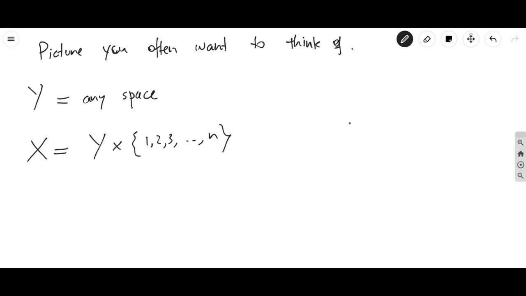If you find that confusing, this is like the Cartesian product. So all you're saying is this is going to be the set of points (y, i), where i will range from 1 to n, and y is in Y. That's kind of the way you would think about it. So to use a picture, let's say Y is some kind of region in R2.